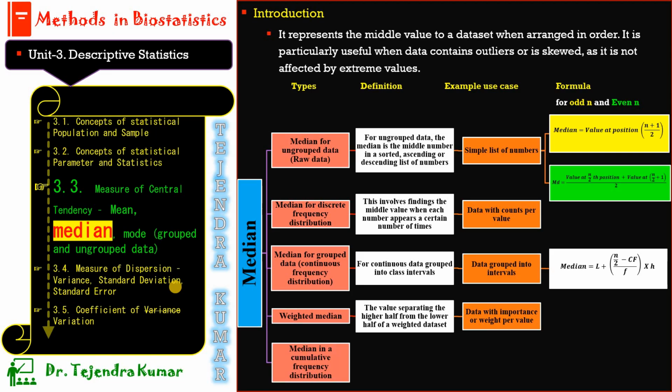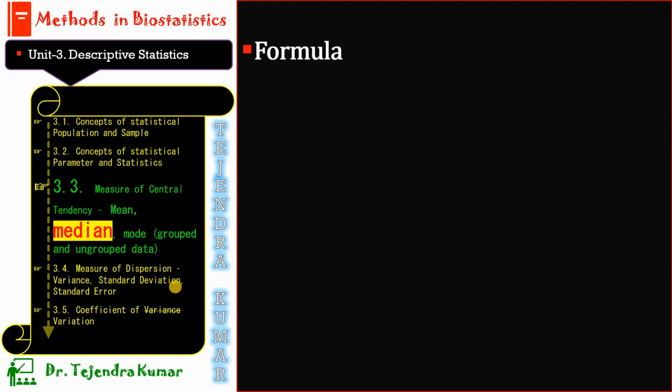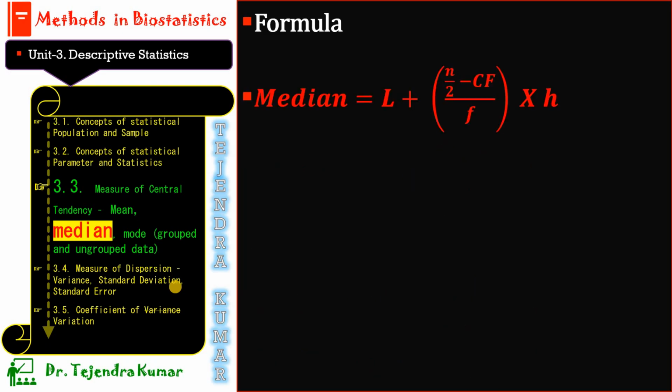Median in a cumulative frequency distribution. In this case, in cumulative frequency graphs, meaning ogives, the median can be found graphically. We will see the graphical interpretation of the data distribution, and let's take some examples. This is the formula. So for the median, this formula is used.